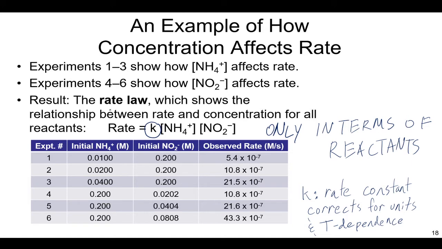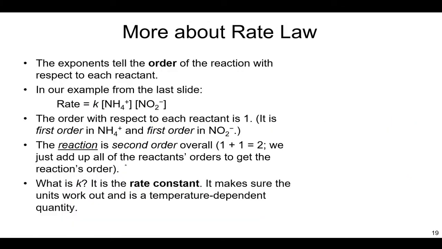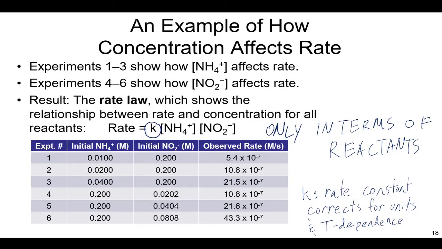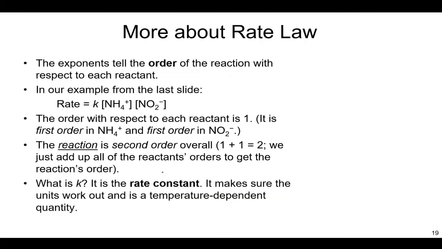Now, the rate law we use to determine reaction order as well. And we'll see that in the coming slide. So imagine we have this sort of data like this for NH4 plus and NO2 minus, and we'll actually do the math on this to extrapolate how we come up with this overall rate law from this data. But first, just going through each part of the rate law in a little bit more detail.